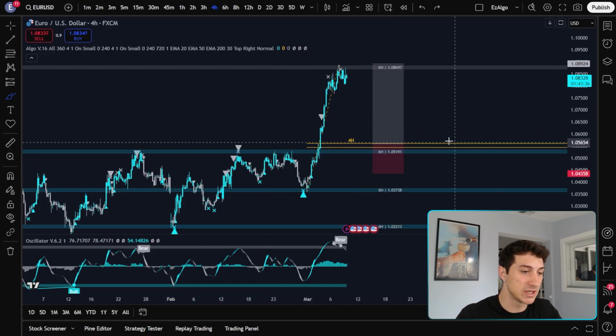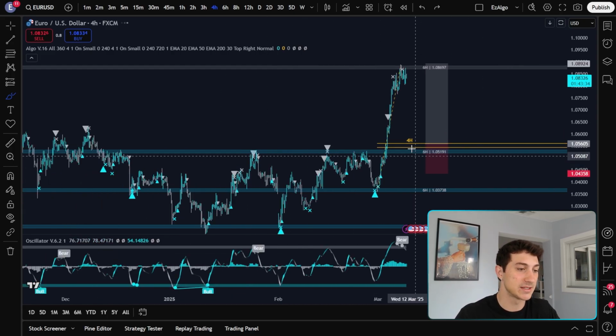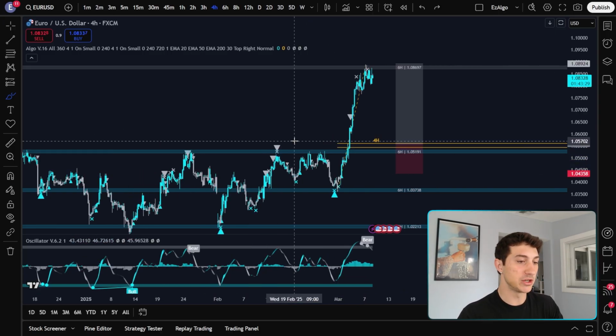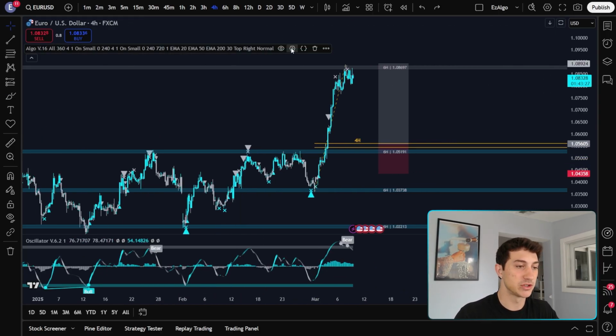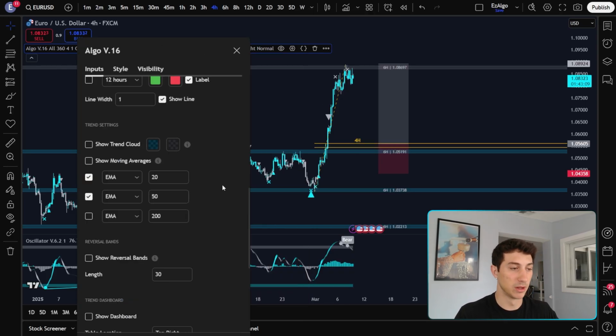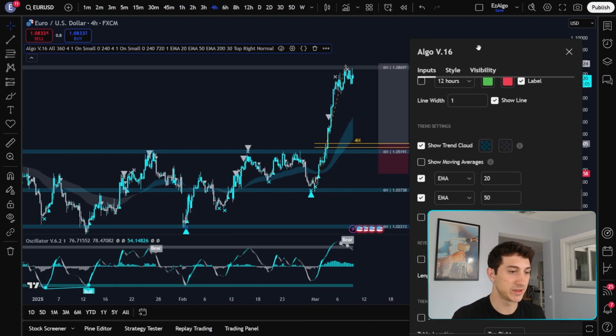So whenever you see this 4-hour golden pocket, in this case, overlapping this key horizontal level, that is going to be a high probability trade. That is going to be a high confidence trade. So I've made videos on the auto golden pocket before. Also has a multi-time frame feature. Below that, we have the trend settings. We're going to start with the trend cloud.